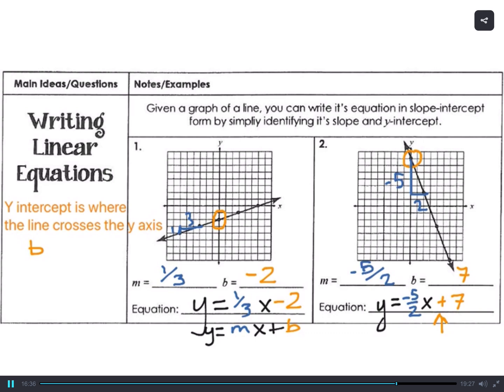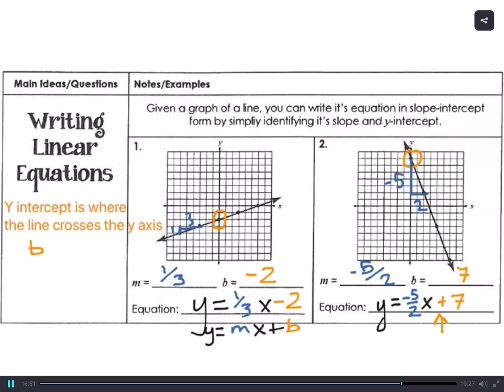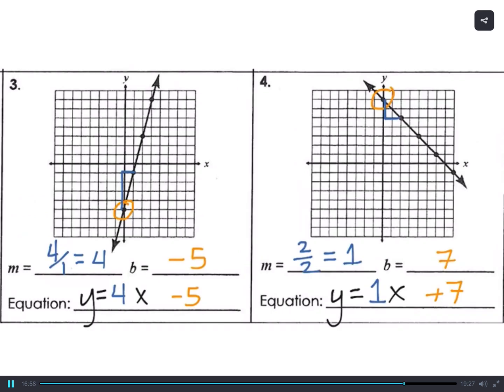All right, let's go and do the you try section. So I'd like for you to pause this video until you have completed both examples 3 and 4, and then come back and check 3 and 4 with mine.